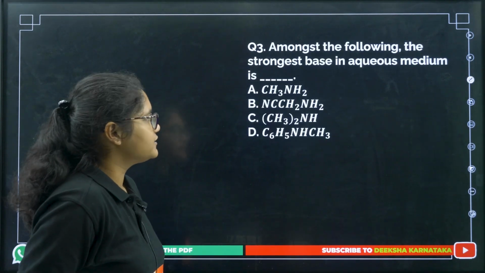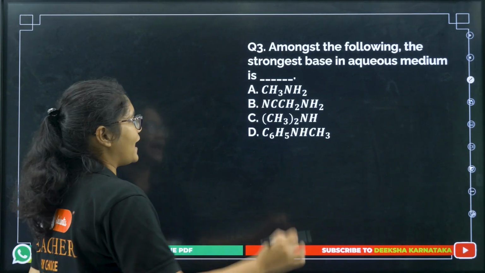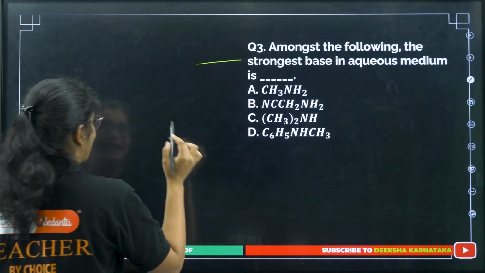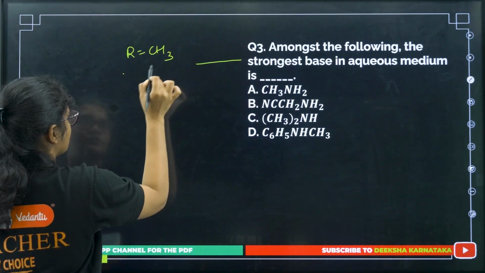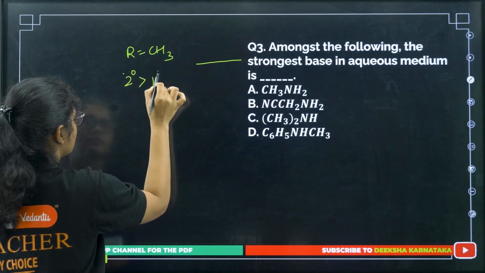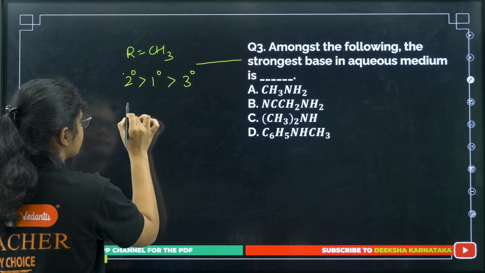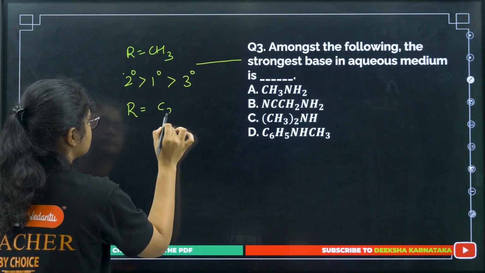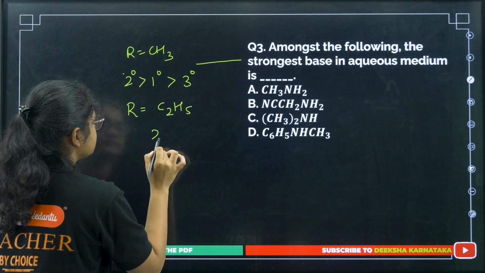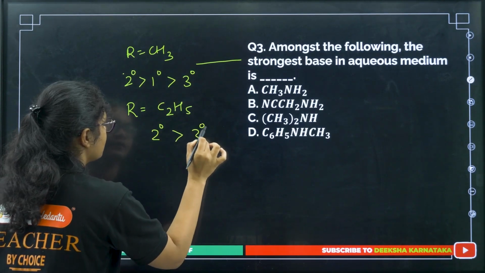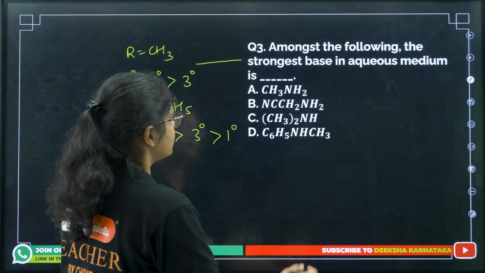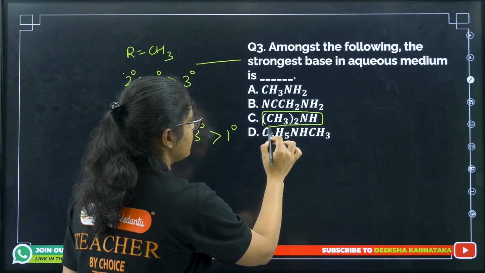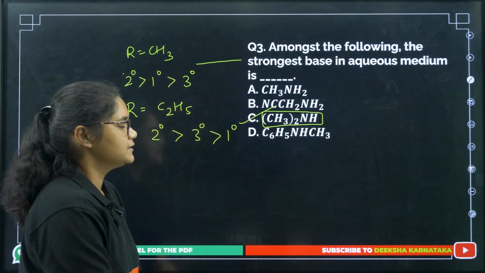Next, among the following, the strongest base in the aqueous medium. So if you remember, in aqueous medium, if the R group is methyl, the order is 2 degree, 1 degree and 3 degree. If R group is ethyl, okay, then it is 2 degree, 3 degree and 1 degree. Okay, so that is 2 degree. So you can see this is a 2 degree amine. So correct answer is option number C here.